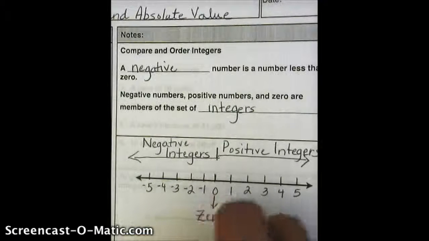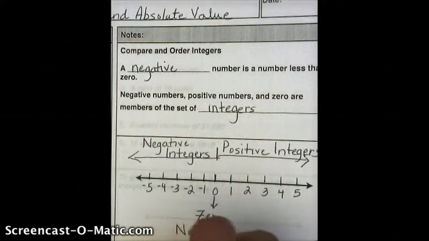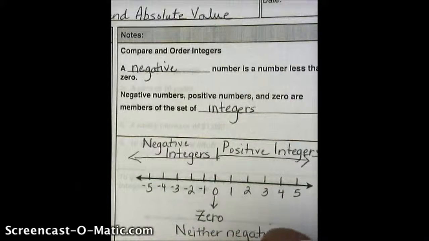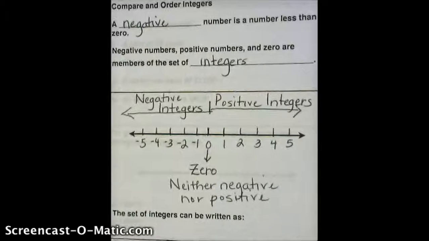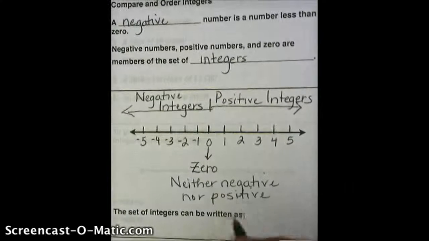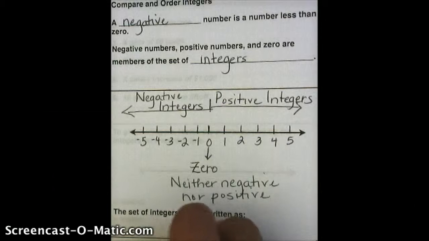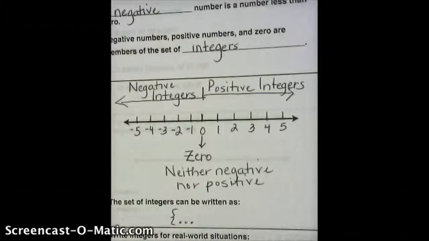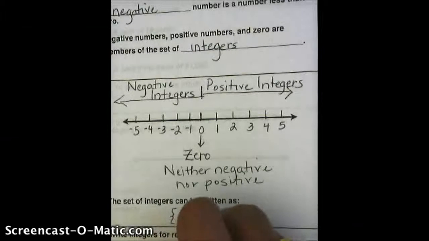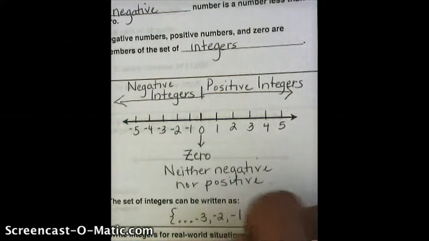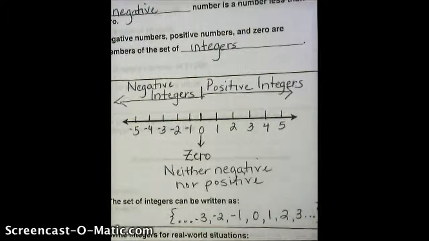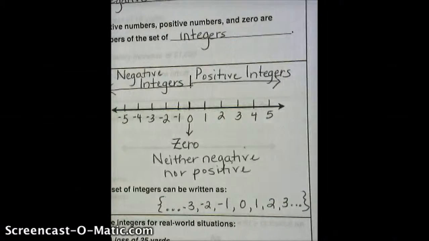And 0 is neither negative nor positive. So if we write the set of integers, it can be written like this. We're going to have dot, dot, dot, because those 3 dots show us that it goes forever and ever to the left, or to the negative numbers, infinity. Then negative 3, negative 2, negative 1, 0, 1, 2, 3, and we'll put 3 dots again to show that we go all the way to the right in positive infinity.